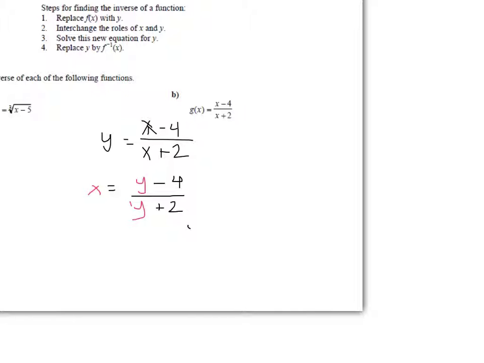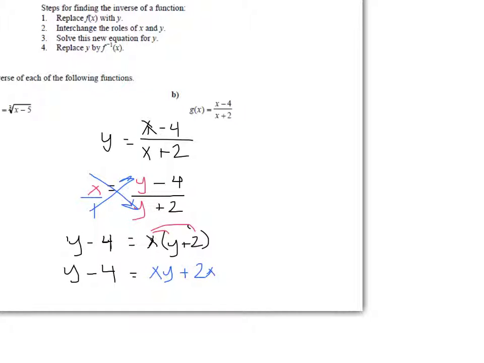And now here comes the tricky part, solving this for y. What I'm going to do is use my proportions and cross multiply. When I do that, I get the following: y minus 4 equals x times y plus 2. I now need to distribute the x. Now here's the part you want to pay attention to. The goal is to get the y's by itself, so you get this y and this y all on the same side.